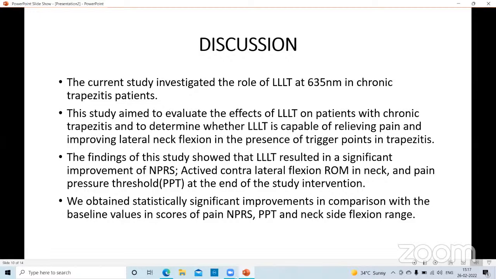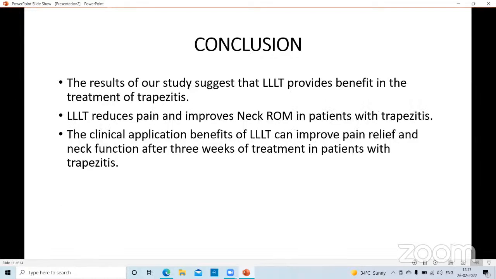We obtained statistically significant improvements in comparison with the baseline values and scores of the pain, NPRS, PPT, and neck side flexion range. The conclusion: the results of our study suggest that LLLT provides benefit in the treatment of trapezitis. LLLT reduces the pain and improves the neck range of motion in patients with trapezitis. The clinical application benefits of LLLT can improve pain relief and neck function after 3 weeks of treatment in patients with trapezitis.